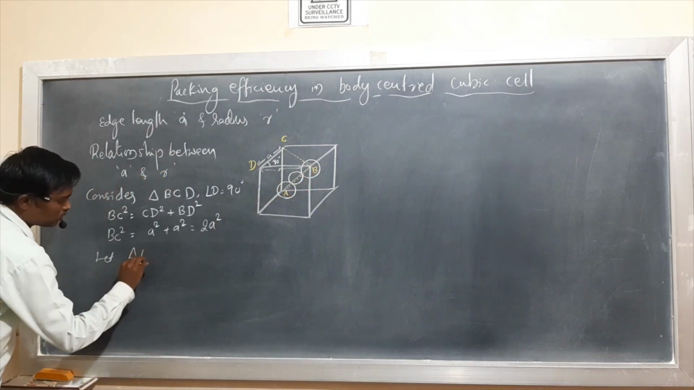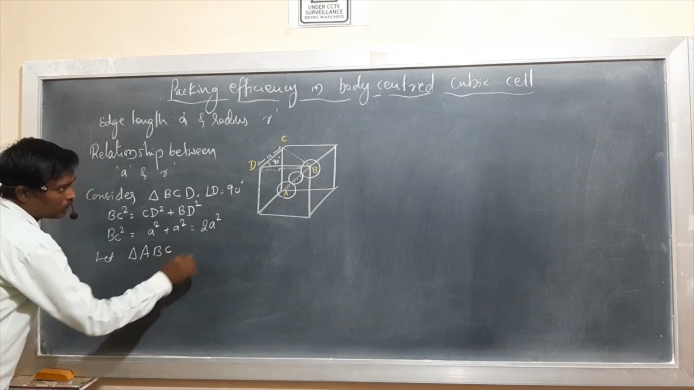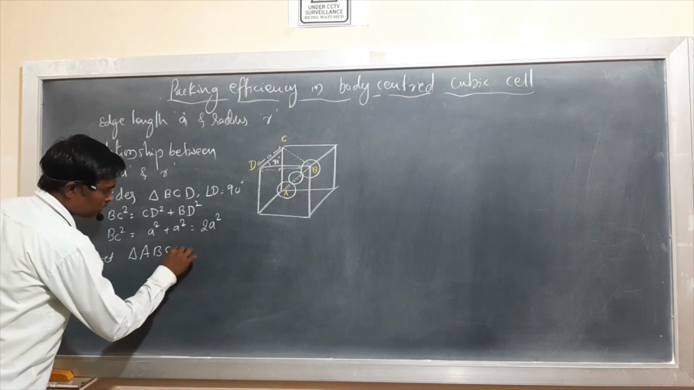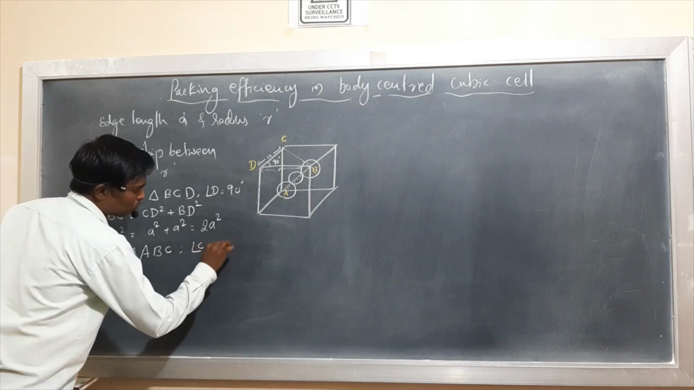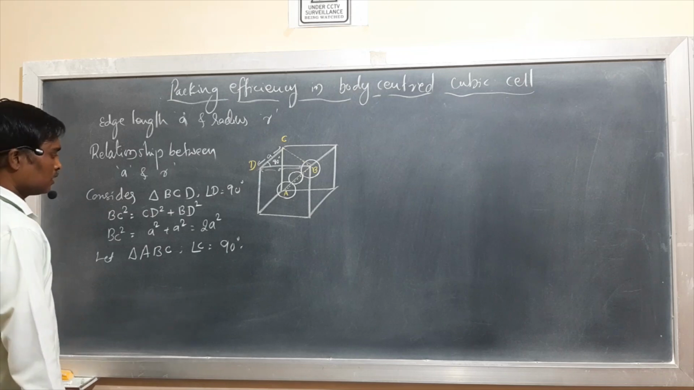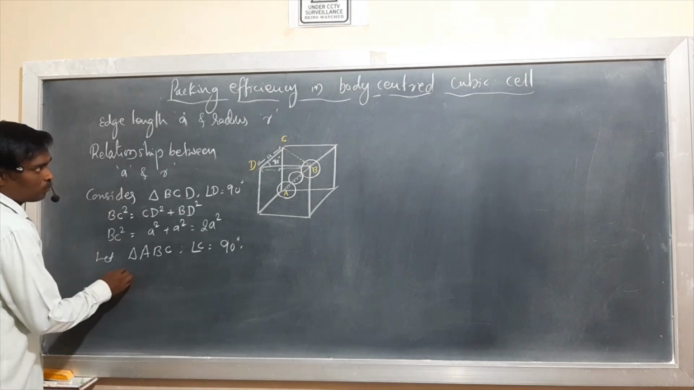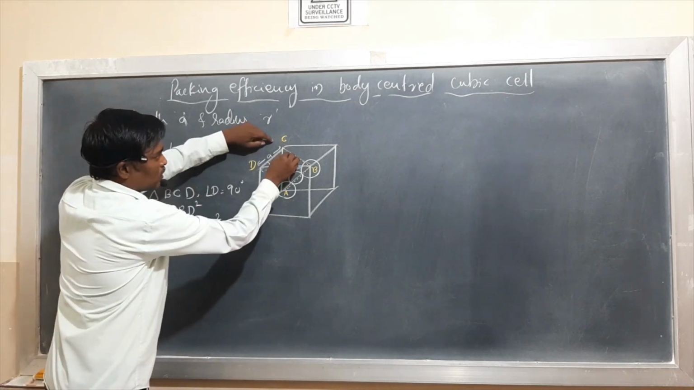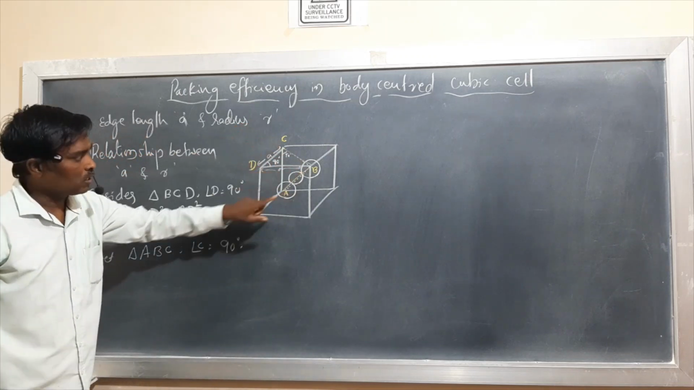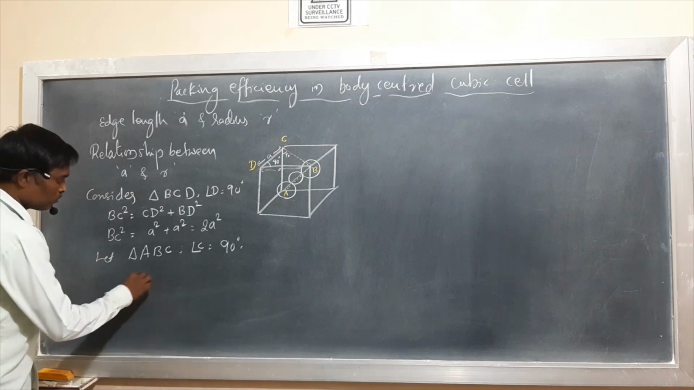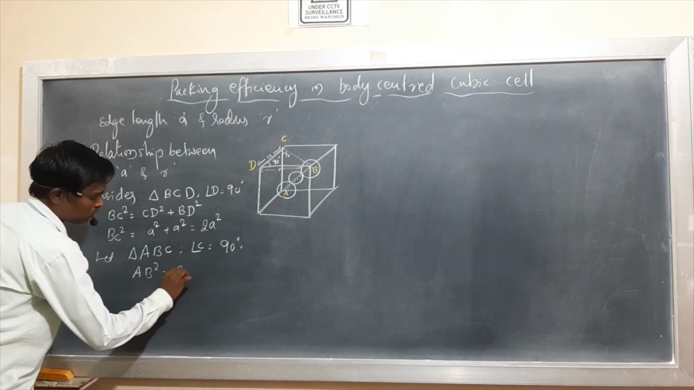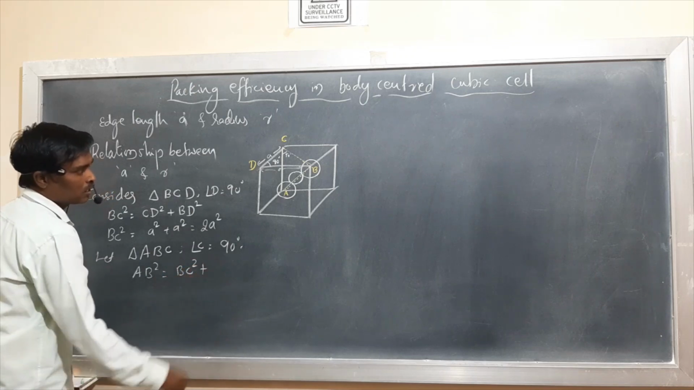So in triangle ABC, since the angle C is equal to 90 degrees, the side opposite to this right angle is called the hypotenuse. So the hypotenuse here is AB. AB square is equal to BC square plus AC square.